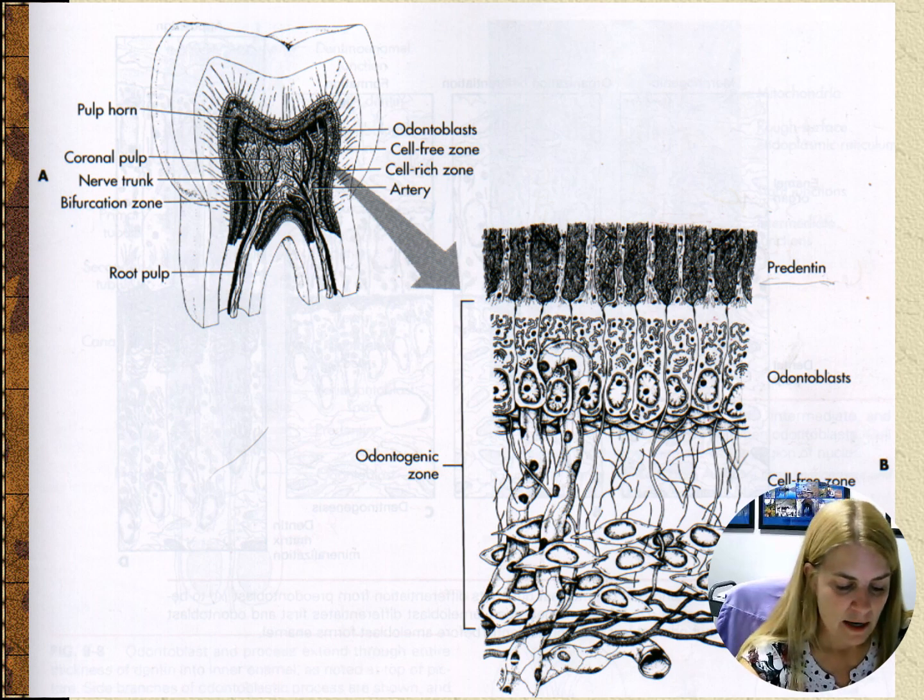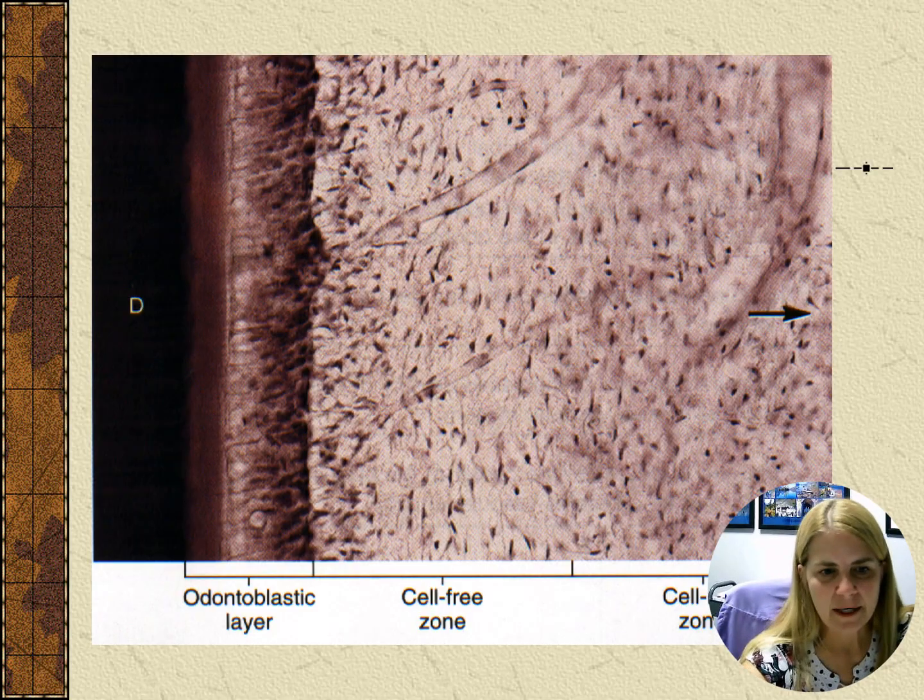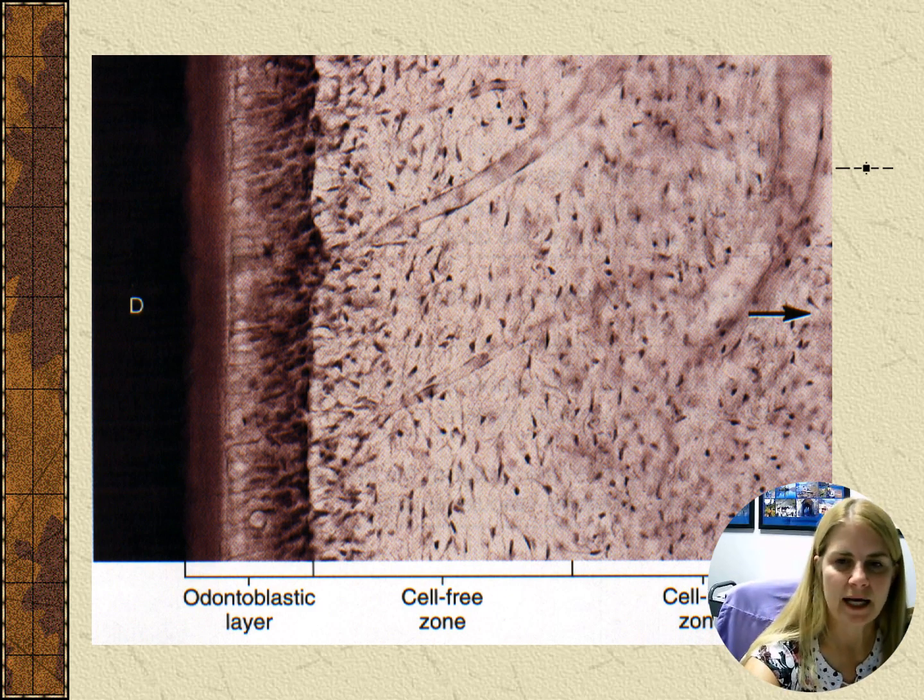Then we've got the zone of Weil, the cell-free zone, which is the narrow layer between the odontoblasts and the pulp. Then we've got the cell-rich zone that has increased number of defense cells. And then we've got the pulp core in the middle, which is the central core of connective tissue, or that mass of pulp, blood, and lymphocytes in the very center. Another microscopic picture shows the outside odontoblastic layer that is nearest to the dentin, then the cell-free zone, where there's that narrow layer between the odontoblasts and pulp, then the cell-rich with the increased number of defense cells before we get to the pulp core.